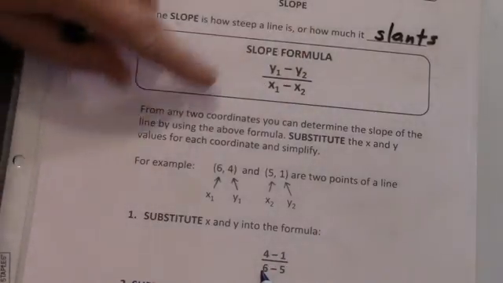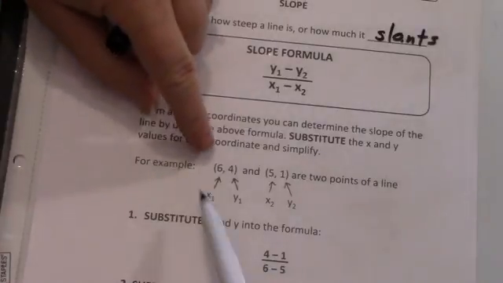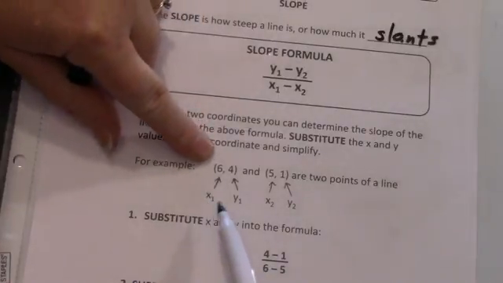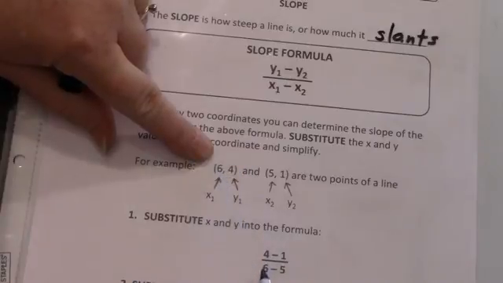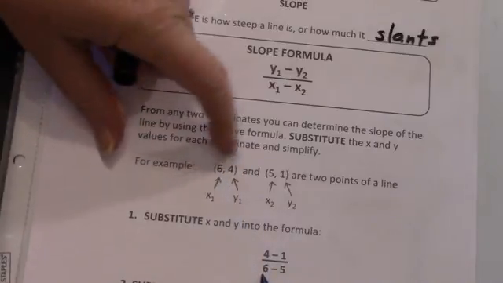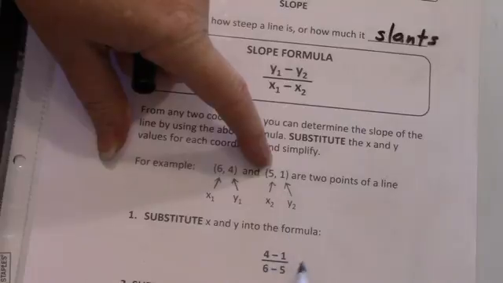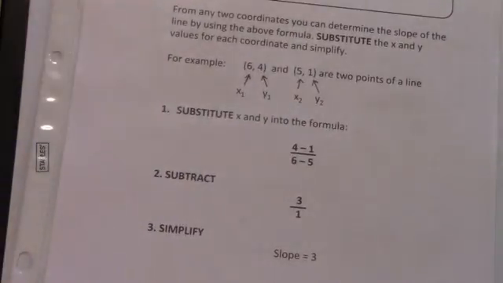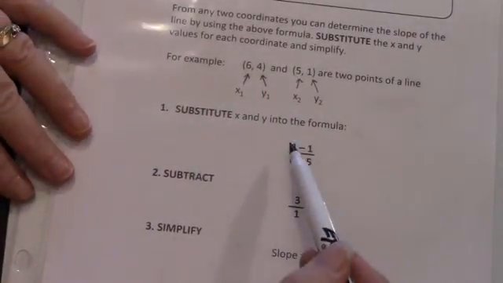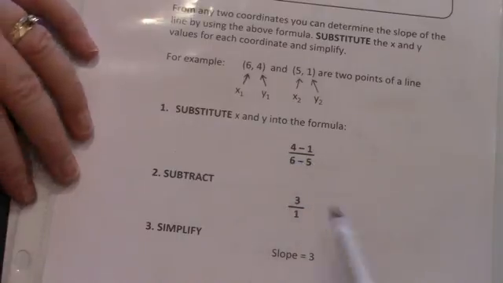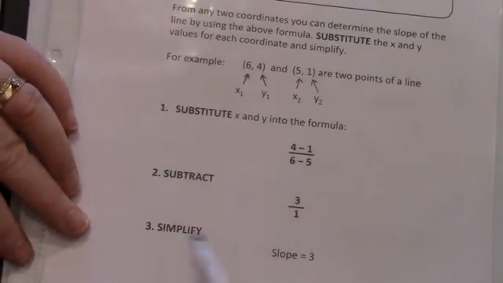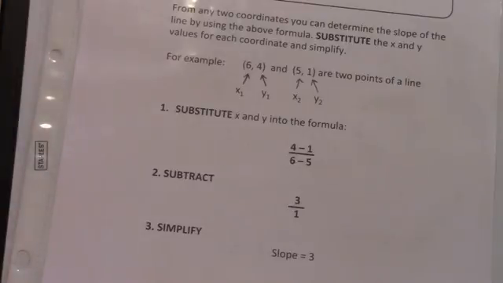And then we look at our x's underneath. Our x sub 1 means our x from our first coordinate, which is 6. That goes here. And then we're subtracting the x value from the second coordinate, which is 5, and that goes here. We simply have to subtract. 4 minus 1 is 3, and 6 minus 5 is 1. We simplify that, we get our slope of 3.